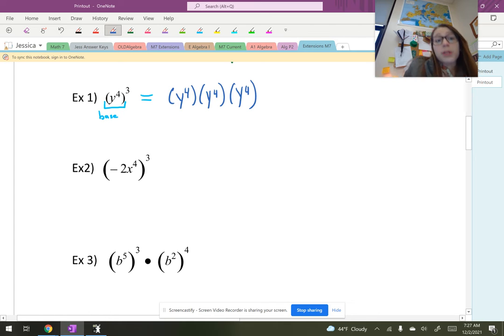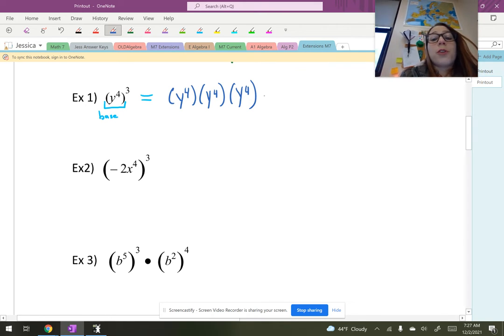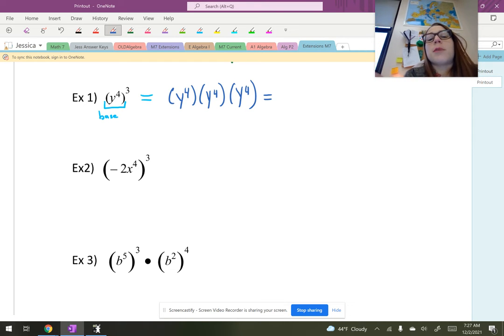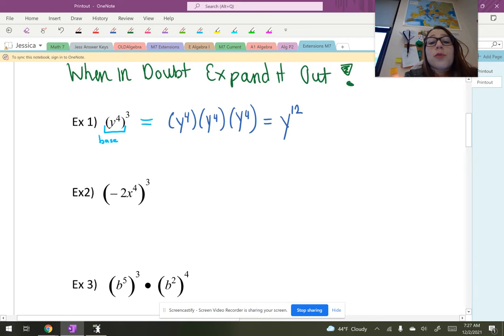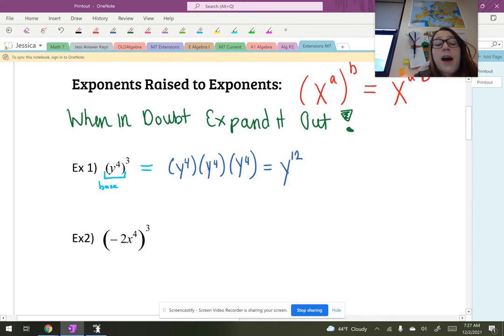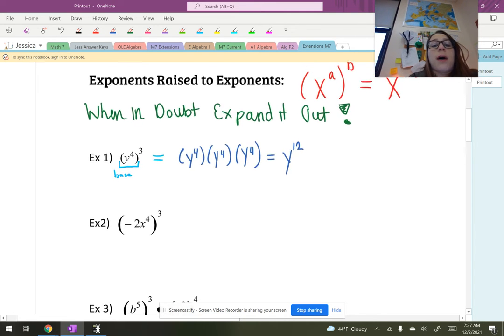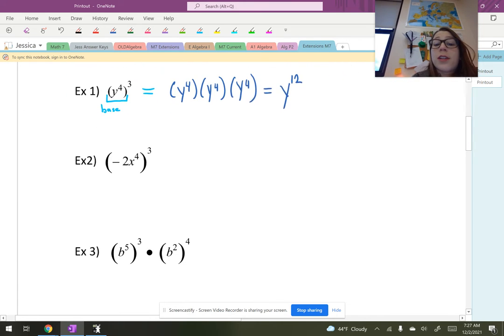Now we know from previous lessons that if I have y to the 4th times y to the 4th times y to the 4th, and I expand each one of those, 4 y's being multiplied, 4 more y's, 4 more y's, bringing that back together would give me y to the 12th power. Using that little shortcut rule, y to the 4th times 3, 4 times 3, gives me that power of 12. So just make sure you're understanding.